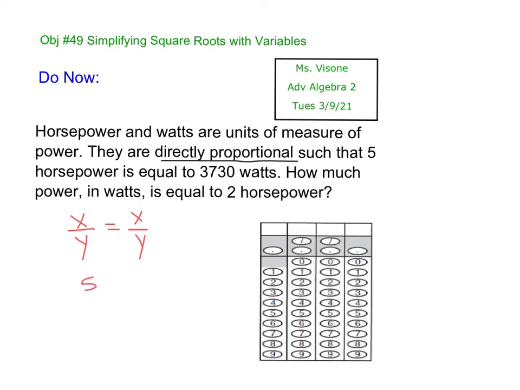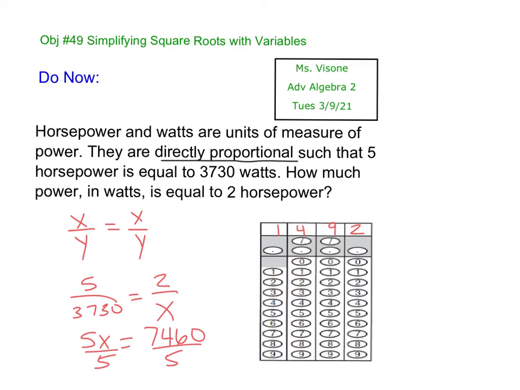So 5 over 3730 equals, the 5 is the horsepower, so that goes on top, so 2 goes on top. So cross multiply, 5x equals 7460, divide both sides by 5. And I get 1492. Columbus sailed the ocean blue.